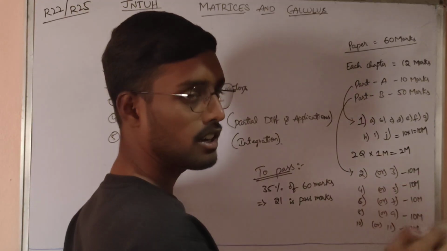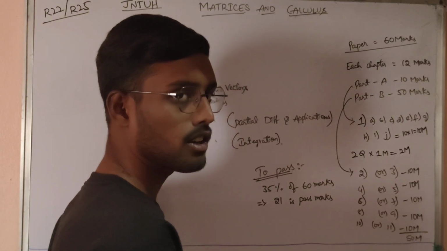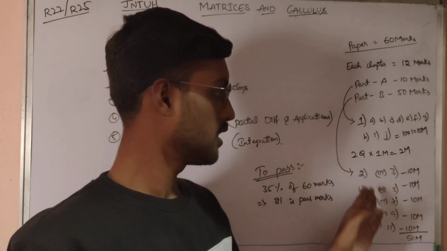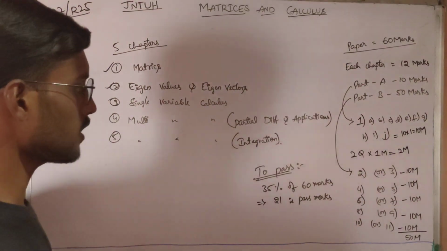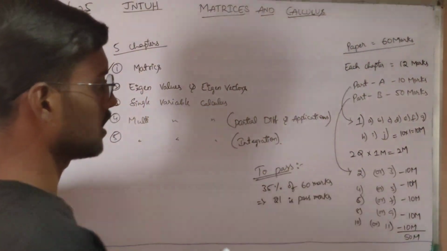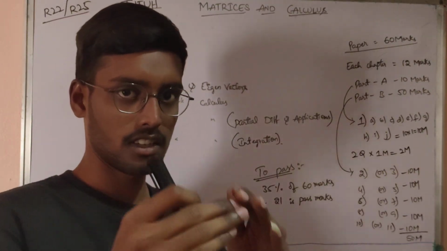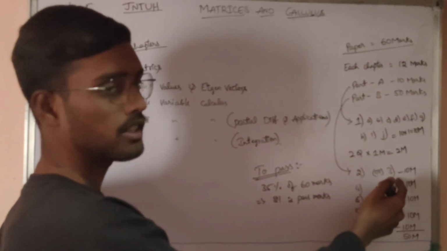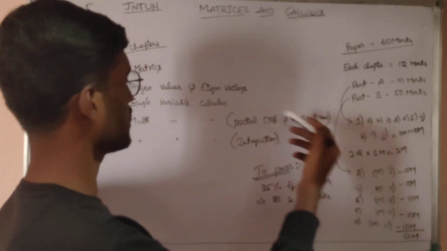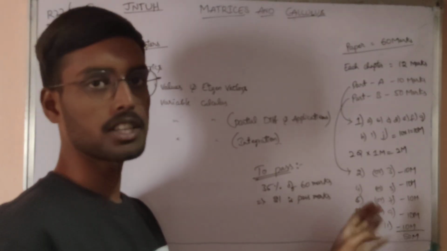We have to write any one. Fourth or fifth, we have to write any one. Sixth or seventh, eighth or ninth, and tenth or eleventh, also we have to write any one from each choice, for each chapter. So always remember that the questions will be in sequence. From chapter 1 you are going to get 2 and 3. From chapter 2, 4 and 5. From chapter 3, 6 and 7, then 8 and 9 from chapter 4, and from the 5th chapter, 10 and 11.